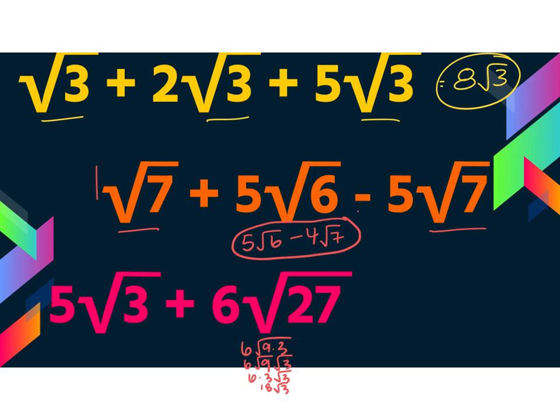And now I can see that I have square root of 3 for both of my radicands. So I am simply going to add 5 and 18 together to get 23 square roots of 3.